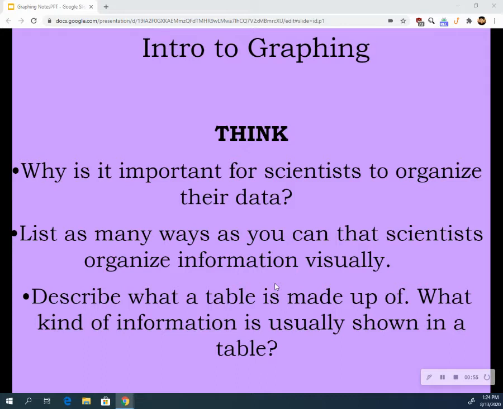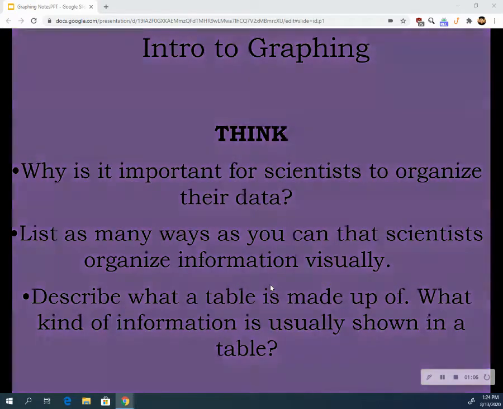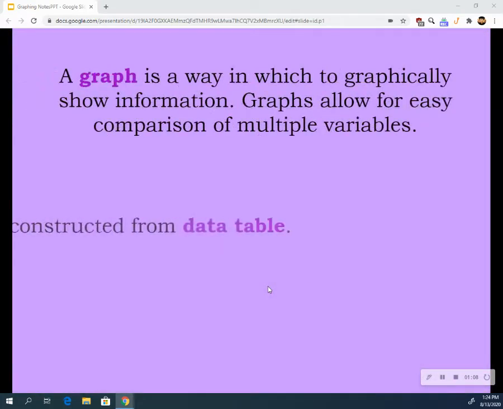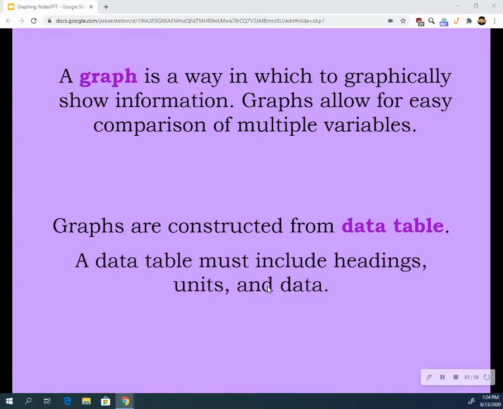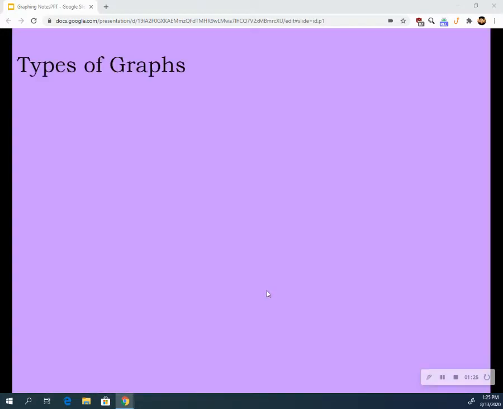There are different ways that we organize data. The two biggest that I would suggest are graphs and tables. As long as they're matched up pretty well, that gives you the ability to show your data in an organized way. Graphs are graphically organized. They're easy to see. It's a visual. Data tables are going to be headings, units, data. They're going to show you how you organized and how you made your graph.